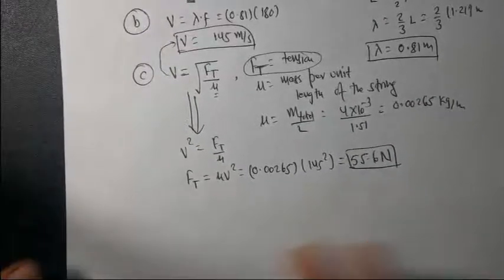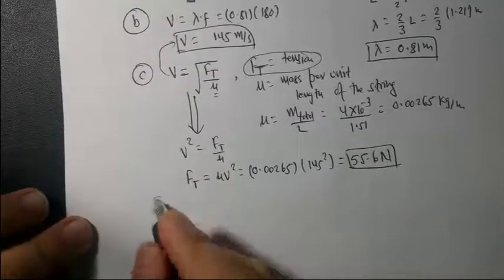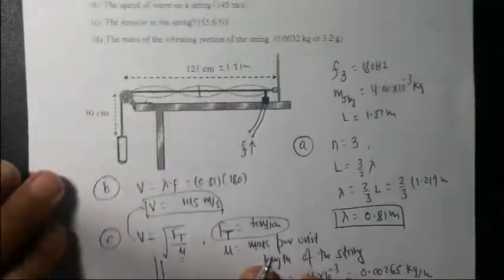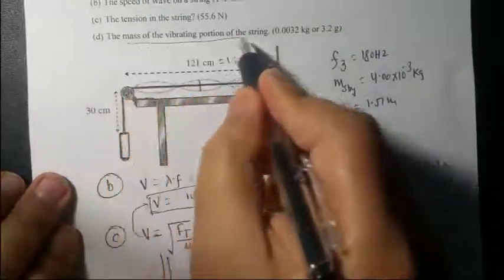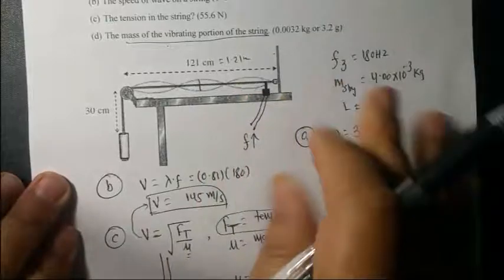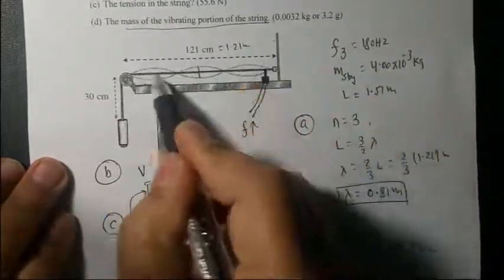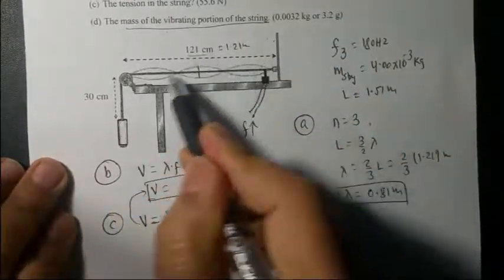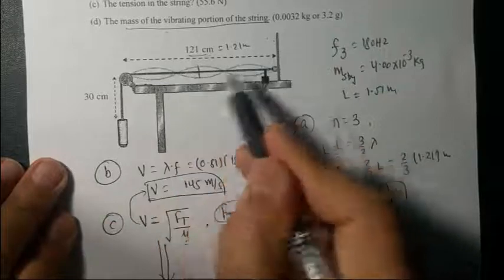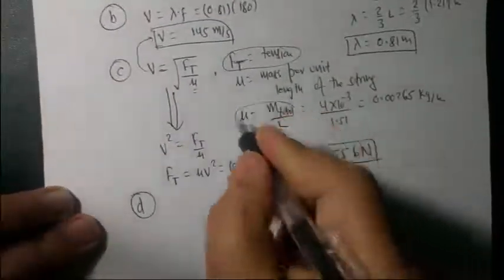Okay, now the last part is, what's the mass of the vibrating portion of the string? Just the vibrating portion. So where is the vibrating portion? Only this portion, right? 1.21 meters. This is the vibrating portion. So it's asking what's the mass of the vibrating portion. So then you use the linear mass density.